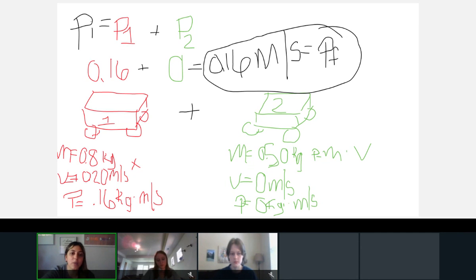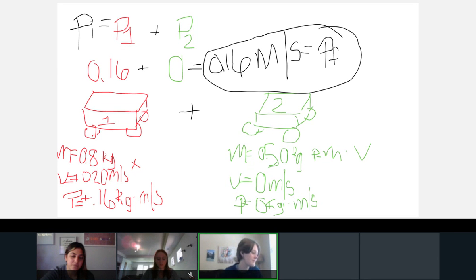But we do have wagon 1 that is moving. It's moving in the positive direction to the east, which is 0.16, because we do the mass times the velocity, which was 0.8 times 0.2, and that gets us the 0.16 kilograms times meters per second. That's the momentum for wagon 1.